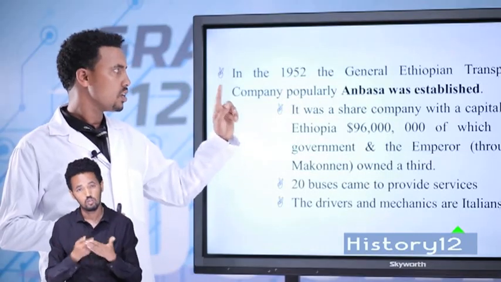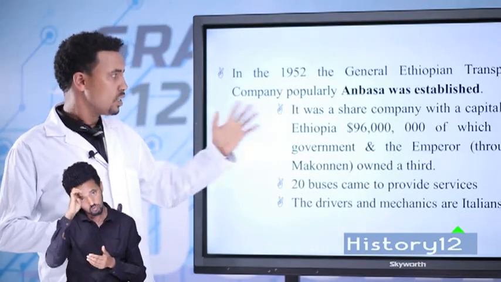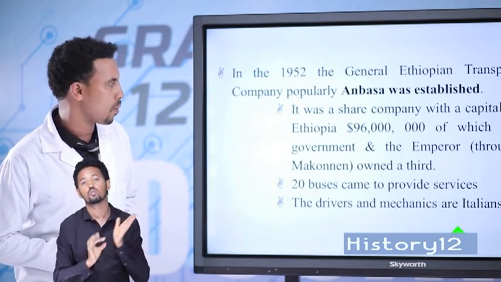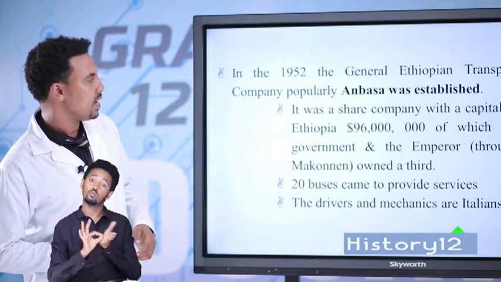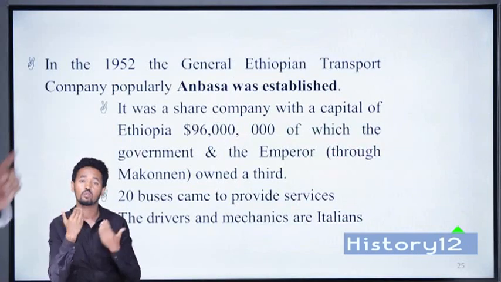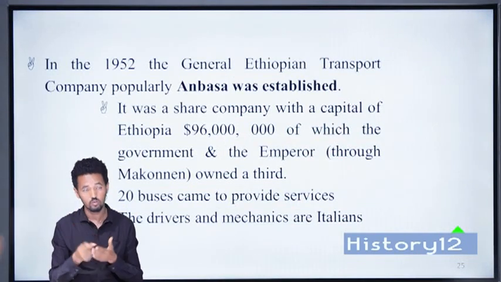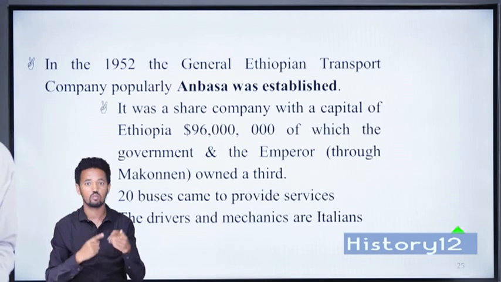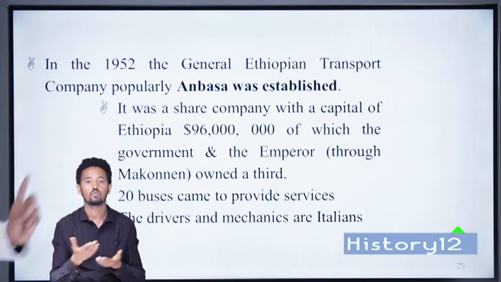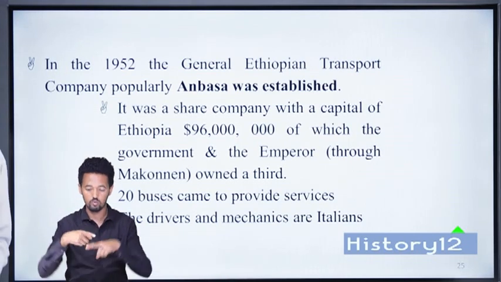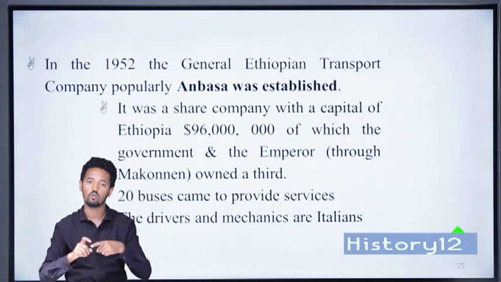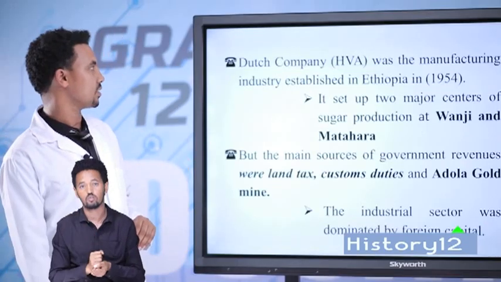These are all European calendar years. It was a share company with a capital of Ethiopian $96 million, of which the government and the emperor through Makonnen owned a third. 20 buses came to provide a service. The drivers and the mechanics of the 20 buses were Italians.